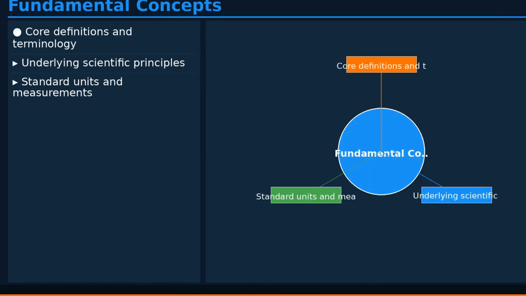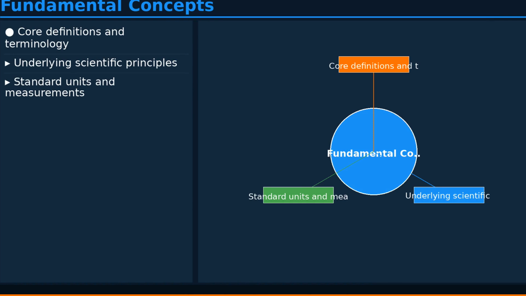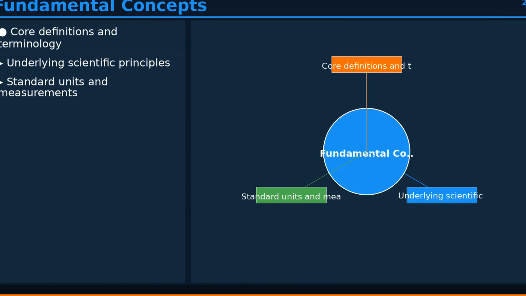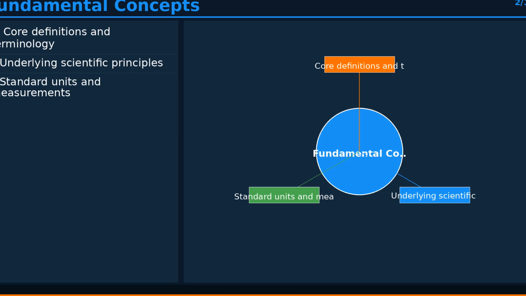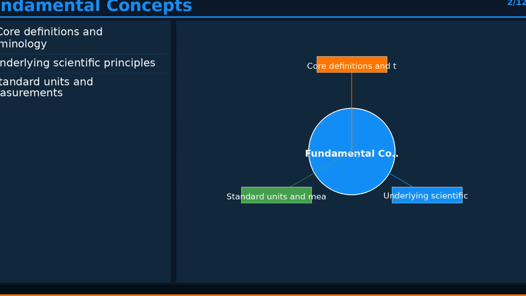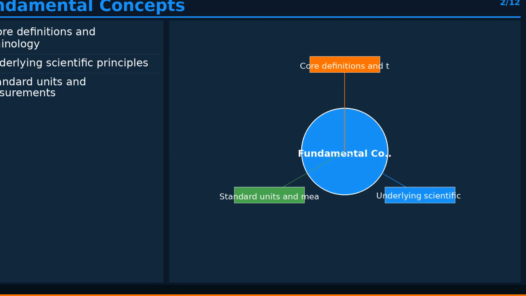The fundamental concepts of types of plastics, thermoplastic vs thermoset, start with precise definitions and terminology. Understanding the scientific basis helps us predict material and process behavior accurately. Standard units ensure consistent measurement across all industrial applications.